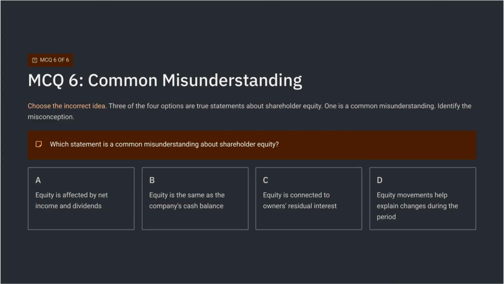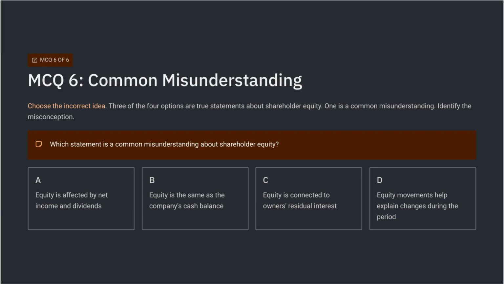Now, the final question, question 6. Which statement is a common misunderstanding about shareholder equity? Option A says equity is affected by net income and dividends. Option B says equity is the same as the company's cash balance. Option C says equity is connected to owner's residual interest. Option D says equity movements help explain changes during the period.